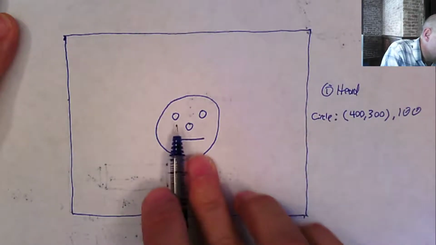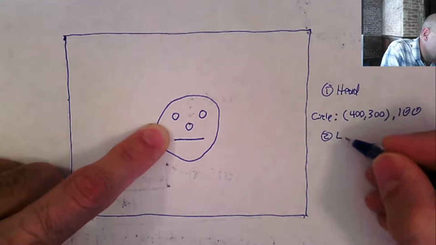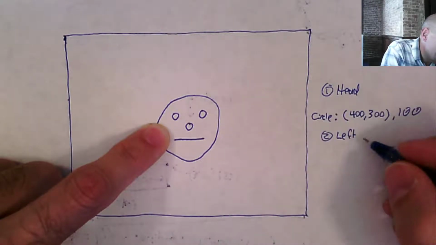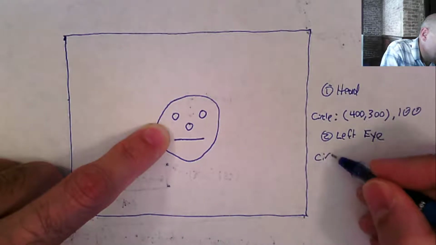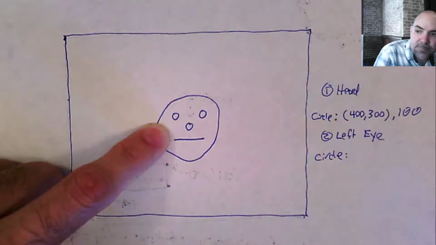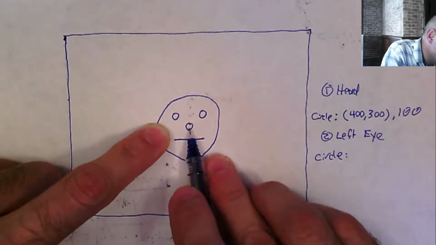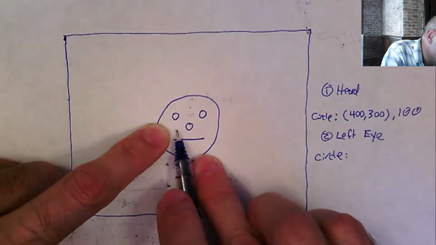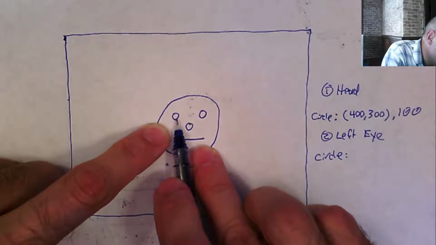Now, what about that eye? That's another circle, so it's going to be 2. I'm going to call it left, so it's going to be screen left, not its left. It's not even a real thing, so left eye. That's going to be a circle. And that one's not at 400, 300 anymore. It's to the left of that and up from that. So we need to subtract from the x and subtract from the y.